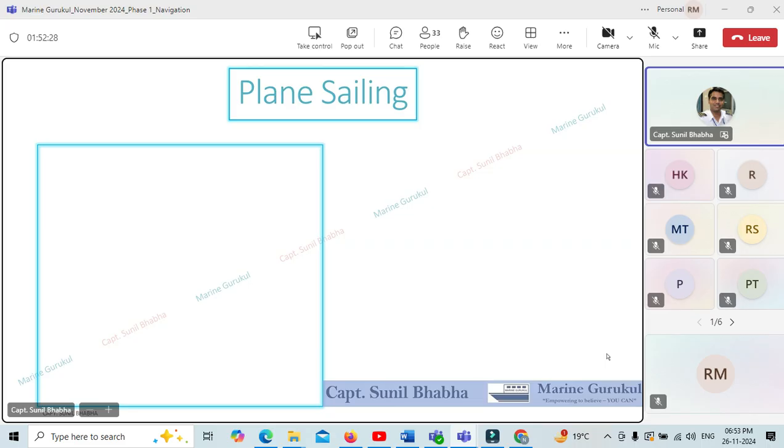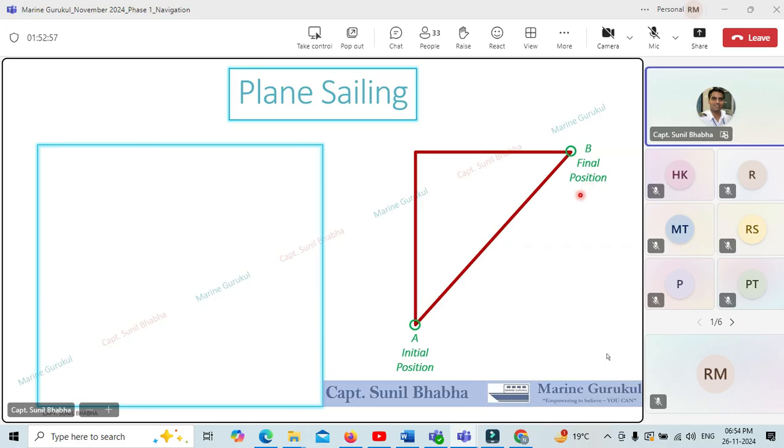Let us try to understand it using a diagram. Let's assume that the vessel is at this particular position represented by A. This is our initial position, and the vessel intends to reach its destination, which is at this particular location. Destination is represented by B, that is our final position. Now we involve these positions in making a right angled triangle. Let us see the right angle triangle. You can see a right angle triangle involving our initial and final positions.